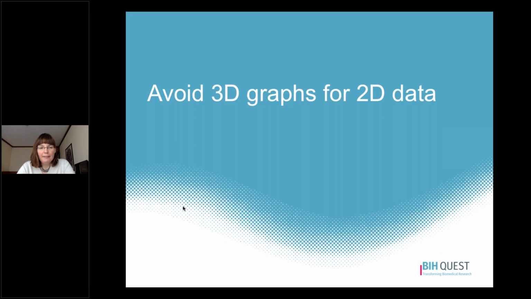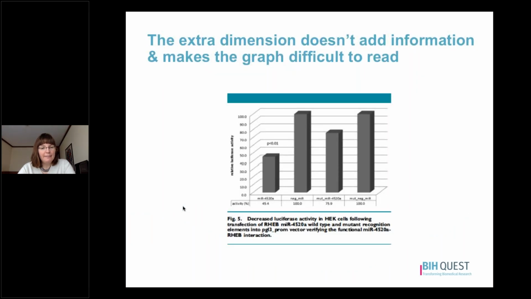Okay, our last point in this section is that it's important to avoid 3-dimensional graphs when you have 2-dimensional data. Let's take a look at this example. So here we have a figure where the third dimension doesn't really add anything. And you sometimes see reviewers do that, or authors do this because they think it makes the data look better or more interesting. Actually, what it does is it makes the data more complicated because readers get confused.